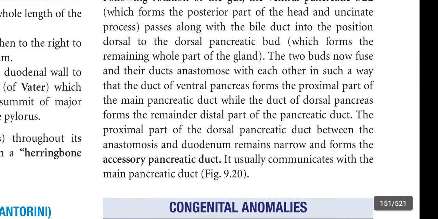The buds now fuse and the ducts anastomose with each other, and in such a way that the duct of ventral pancreas forms the proximal part of the main pancreatic duct, while the duct of dorsal pancreas forms the remaining distal part of pancreatic duct.